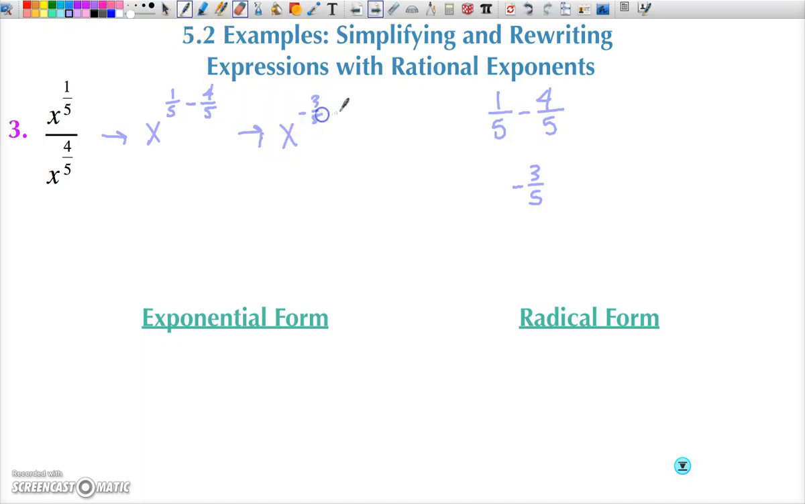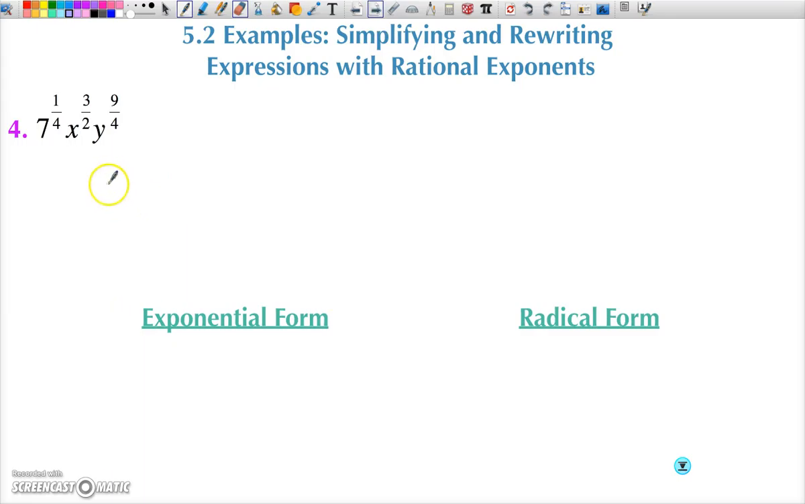There we go. What we're going to do then is give it a positive exponent by moving it to the denominator. And there was no other number here, so we didn't have any number to keep up top, so we just write a 1. So our exponential form we're going to write is 1 over x to the 3/5. And as our radical form, we'll put 1 over, and remember index is the bottom number, so the 5th root of x cubed.